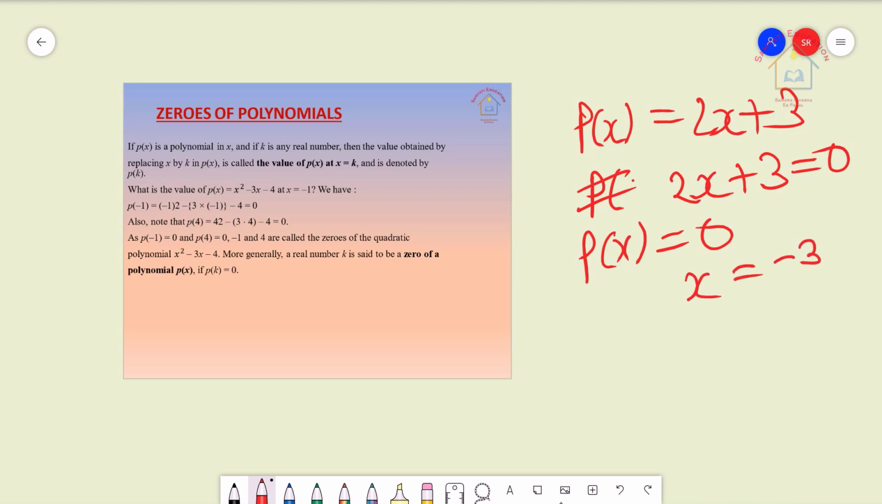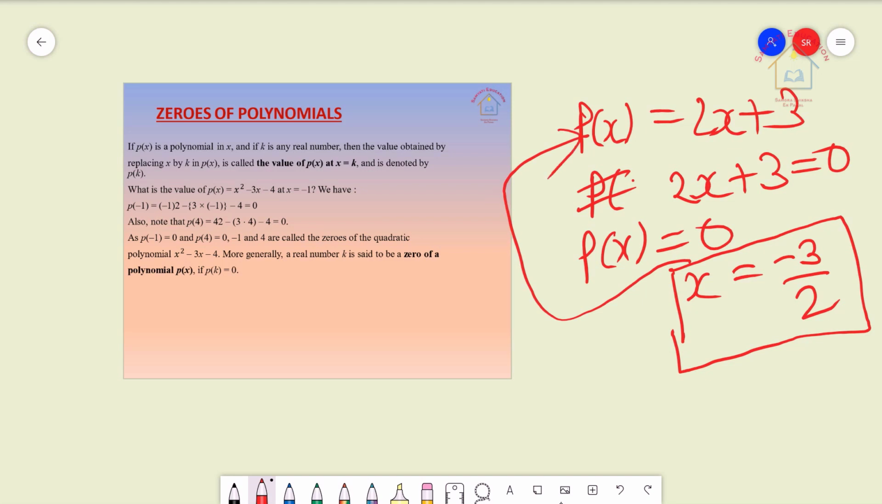Minus 3 by 2. Now this value of x is the zero of this polynomial, because when we put the value of x as minus 3 by 2, p(x) becomes 0. That is, this polynomial will become 0 at this value of x. That's why it is called zero of this polynomial.